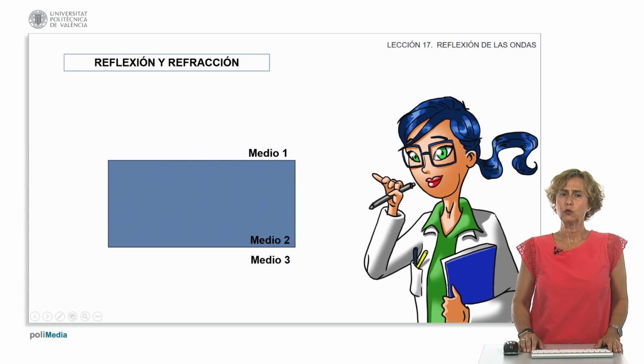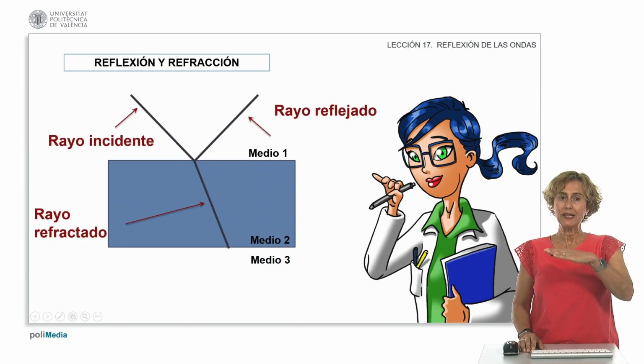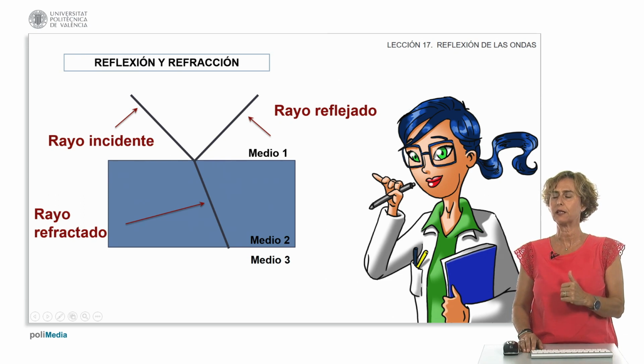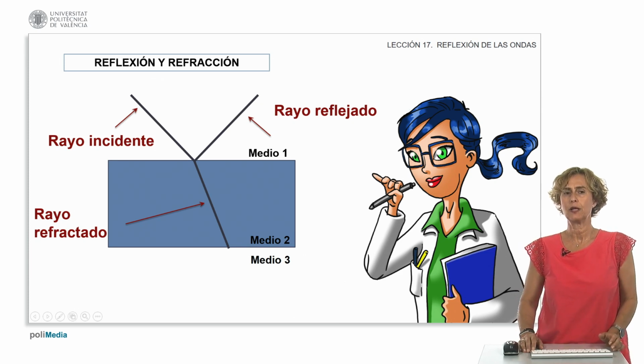When we have a wave that arrives at an interface between two different media, in general, we will have a wave that is reflected and a wave that is refracted. We can talk about waves or we can talk about rays, as we have seen in the previous lesson. If we have an incident ray, when it finds the separation between two media, both reflection and refraction cause a change of direction of the incident wave.